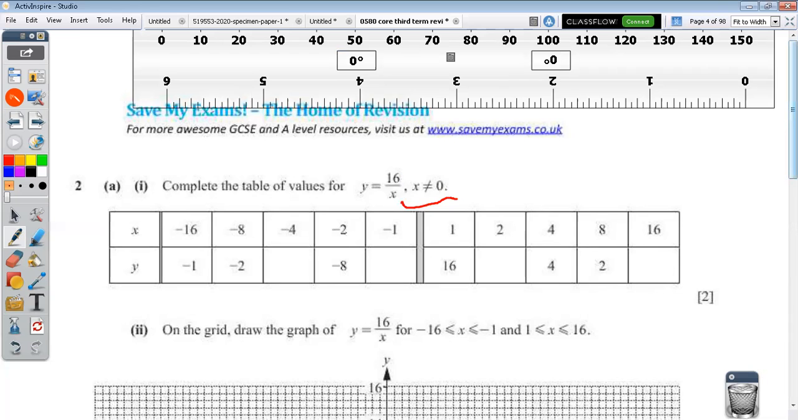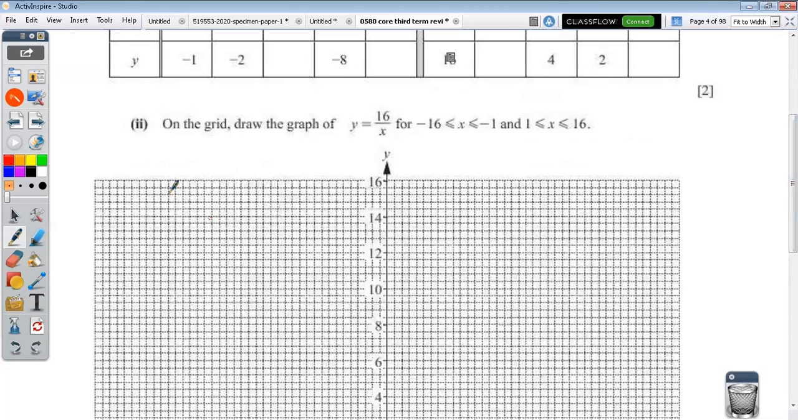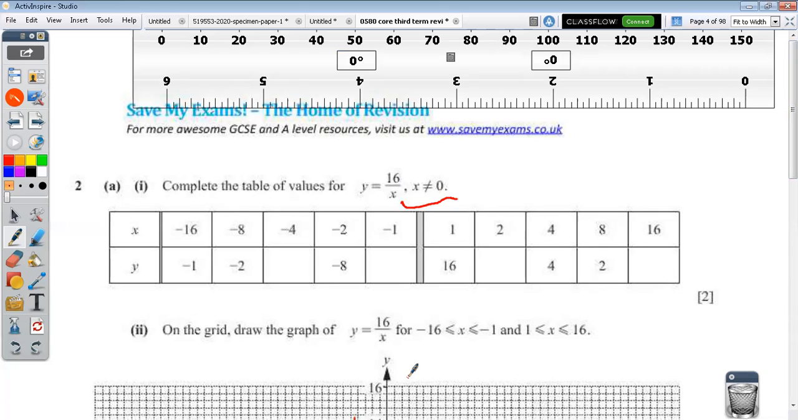And how that affects your graph, it means you are going to have one curve on this side, one curve on this side. It will never meet the y-axis because of this. So your graph will not cut across the y-axis. You have 2 curves. How do you get that? Make sense?